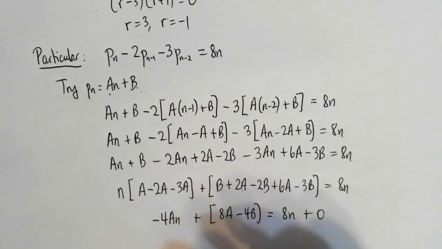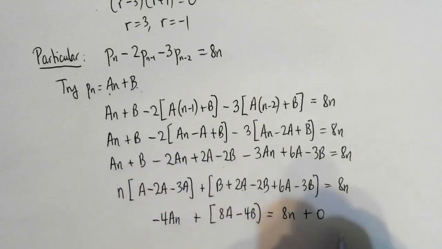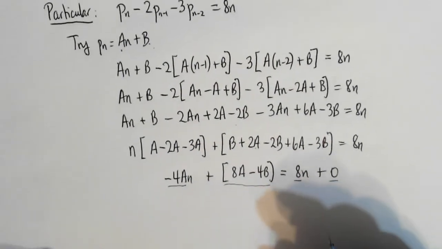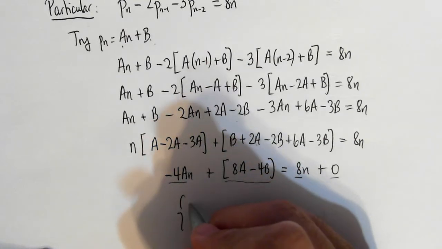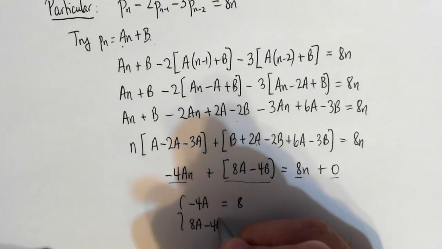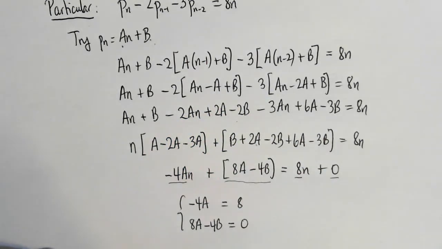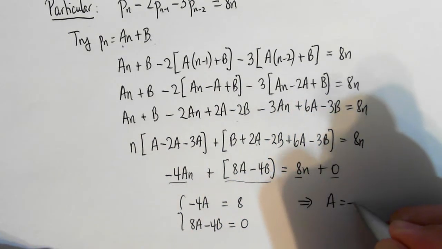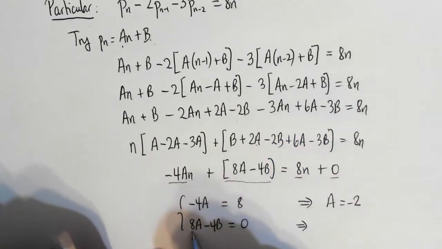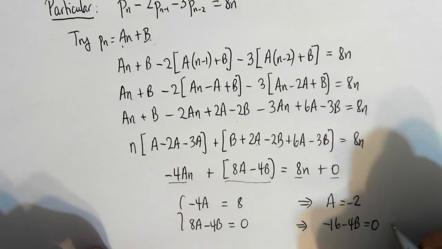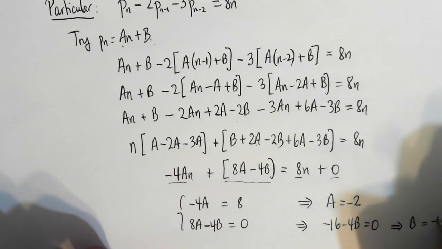Okay, so to solve for a and b, I will match the parts. So this is supposed to be true for every value of n. That means that this part has to equal 8, and the thing in brackets has to equal 0. So that gives me a system of 2 equations and 2 unknowns. Negative 4a is equal to 8, and 8a minus 4b equals 0. And so we can clearly solve this. The top equation means that a is equal to negative 2. And then plugging into here, we get that 8 times negative 2 is negative 16 minus 4b equals 0, so that b is equal to negative 4.